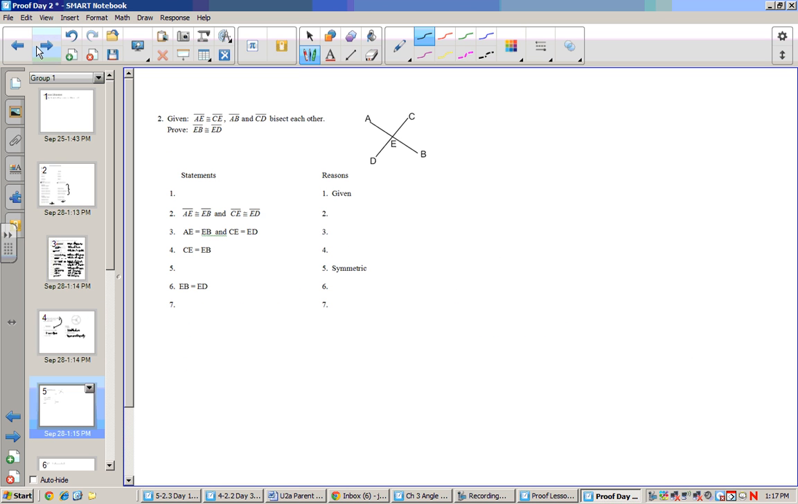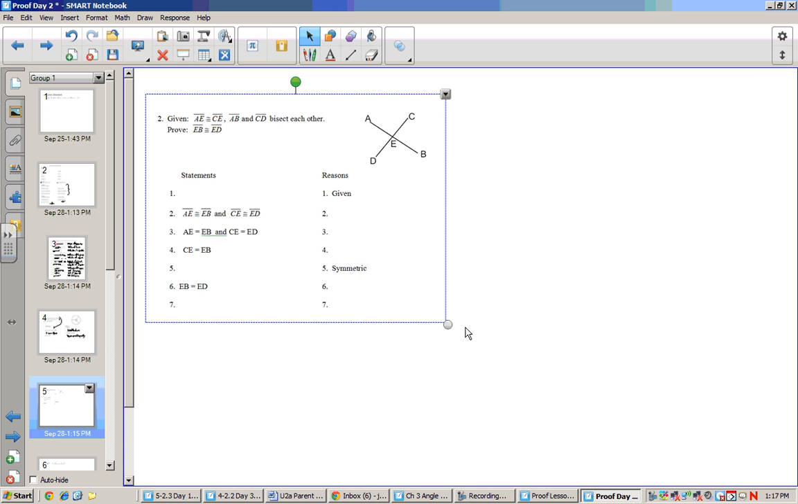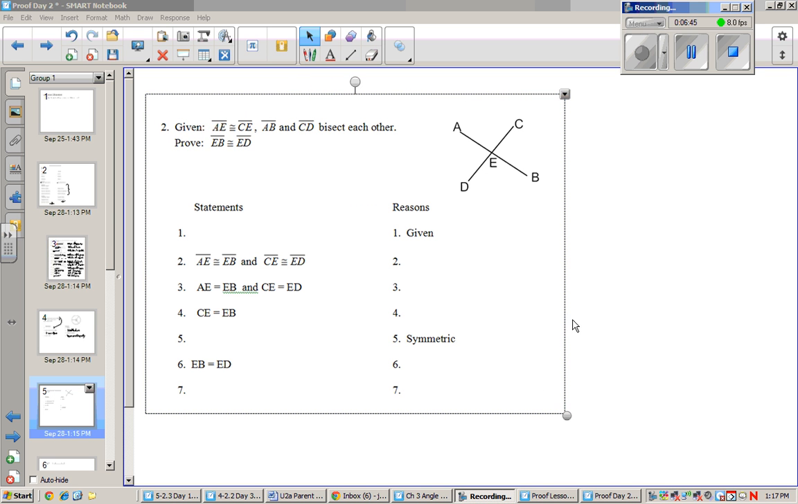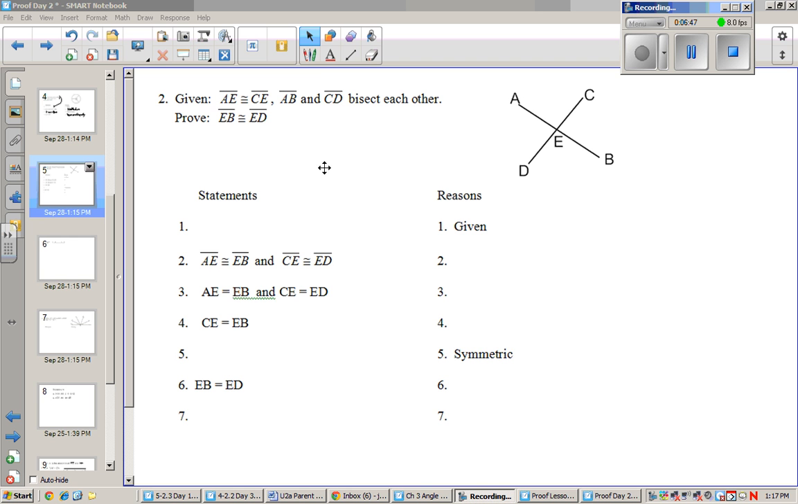All right. That's our first proof. The second proof, we'll start off and say, write all our given information in.